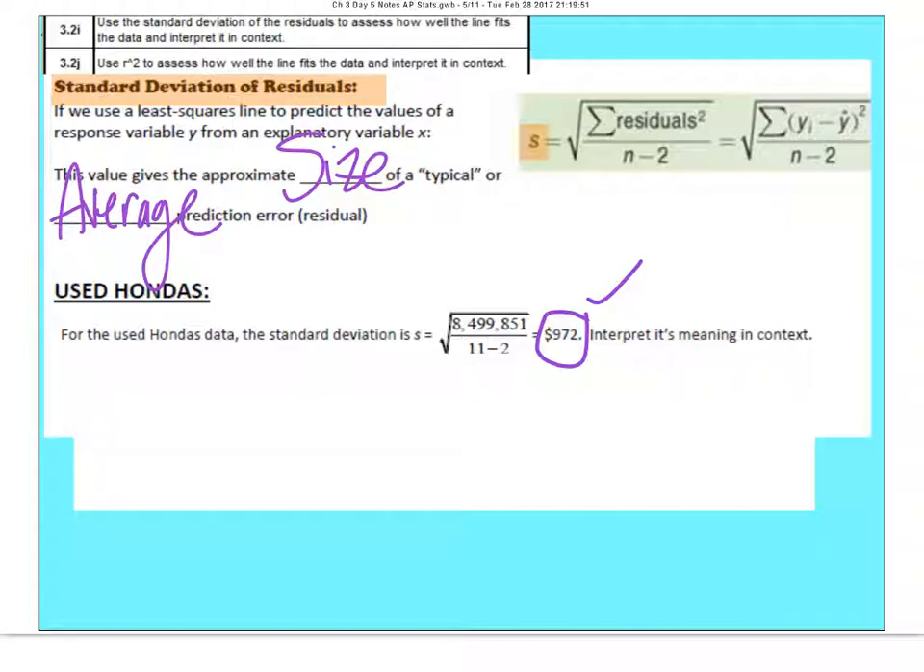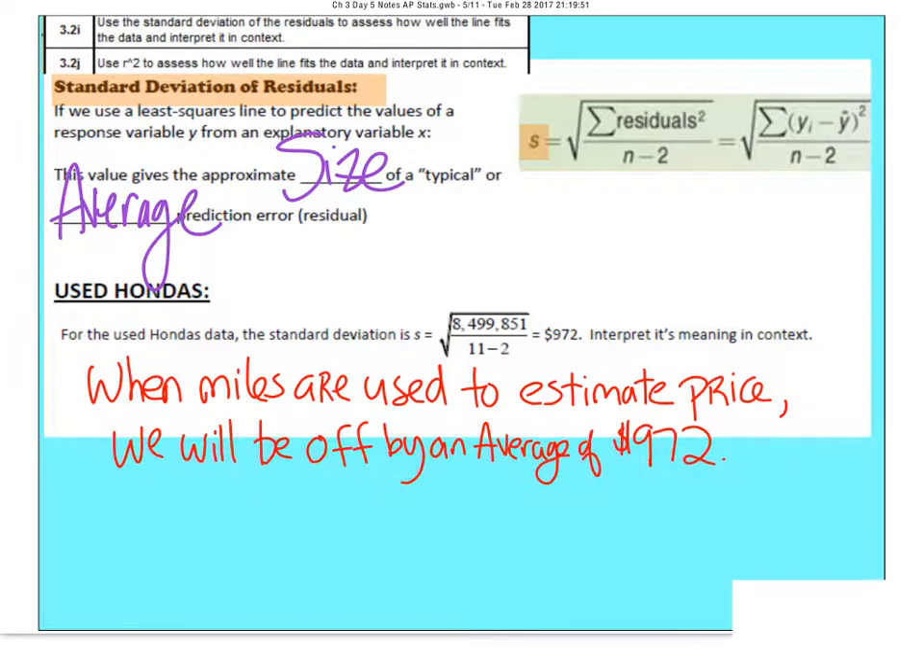They basically just want us to interpret this in the context. A very good way to say this is that when the miles are used to estimate price, we will be off by an average of $972. So if we use the model that we came up with to predict the price using the number of miles on the CRV, on average we're going to be off by $972. That is what the standard deviation of the residuals means in context.